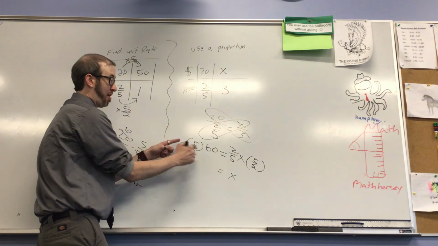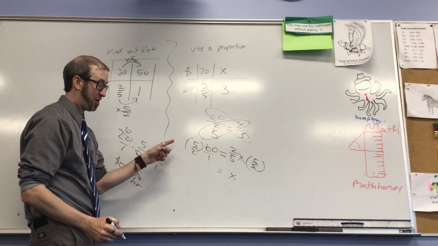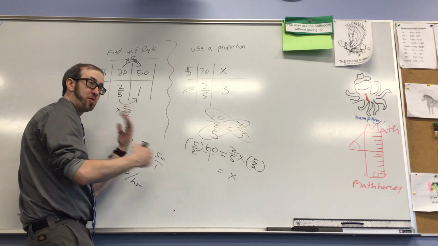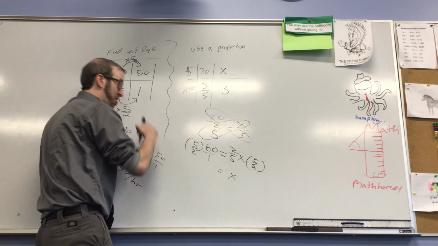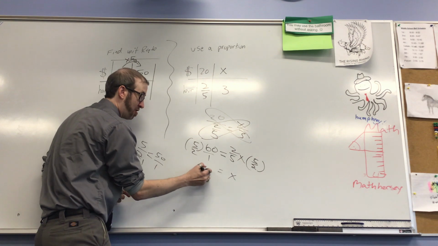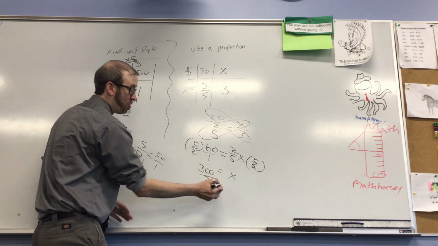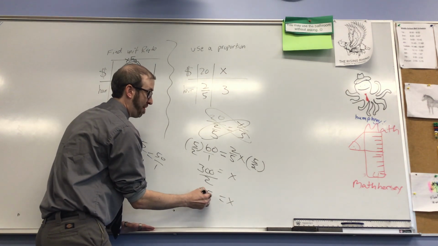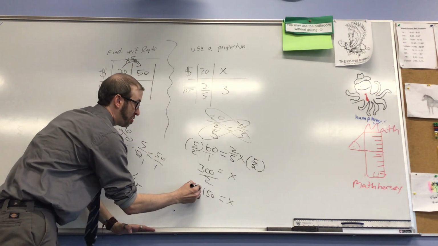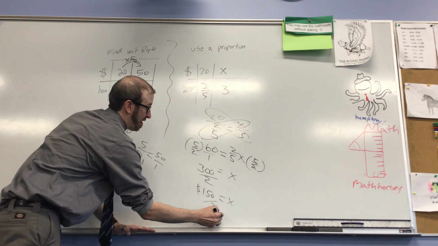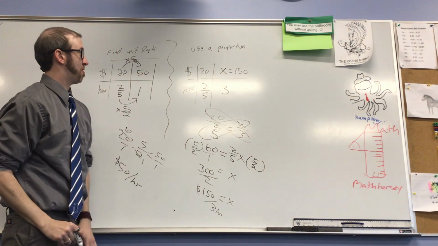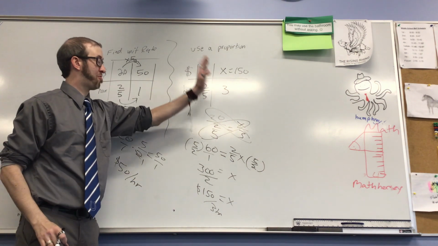All right, and then when you do this multiplication, you can cross simplify it, and if you don't like that, I'll show you the multiplication and simplification way. So 60 times 5 is 300. 2 times 1 is 2. 300 over 2 simplifies to 150. So this would be $150 per 3 hours. So this would be 150 over 3. So $150 per 3 hours.